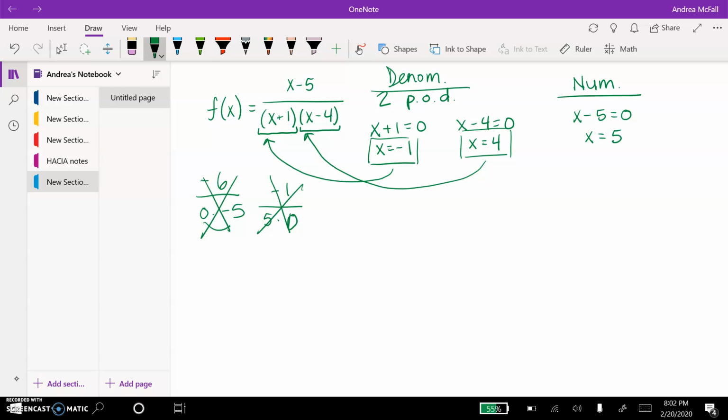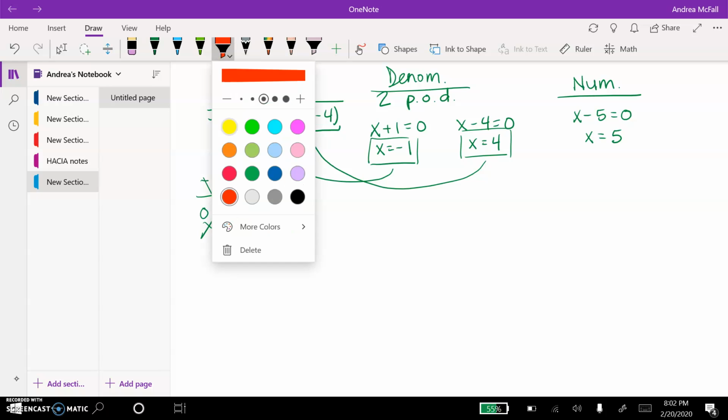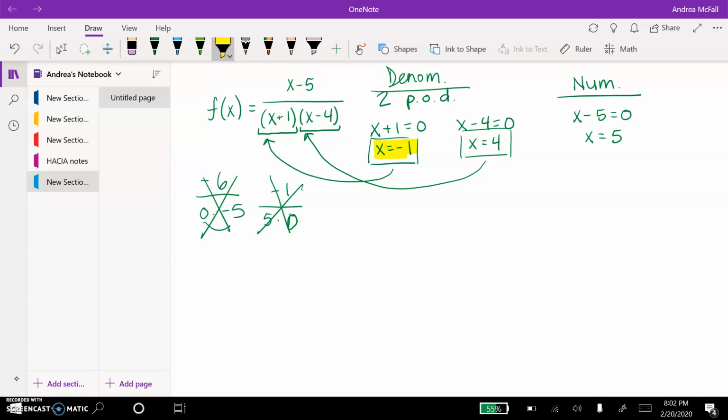So comparing my answers here with my answer over here, none of those match. This is a different number than either of the points of discontinuity, so it is not relevant in this case. Neither of these match the numerator, so that means that there are no holes. There's only a hole if the numerator and the denominator match. And we can say that there are vertical asymptotes at x equals -1 and then x equals 4.